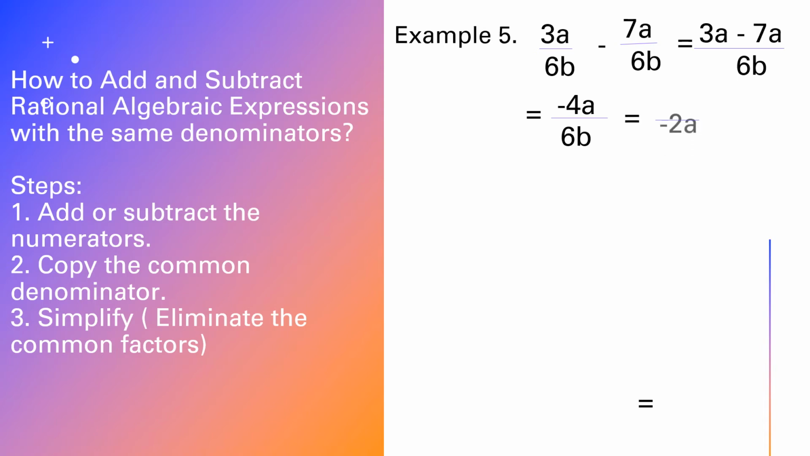Just copy the variable a and the negative. And 6 divided by 2, that is 3. And then copy the variable b.